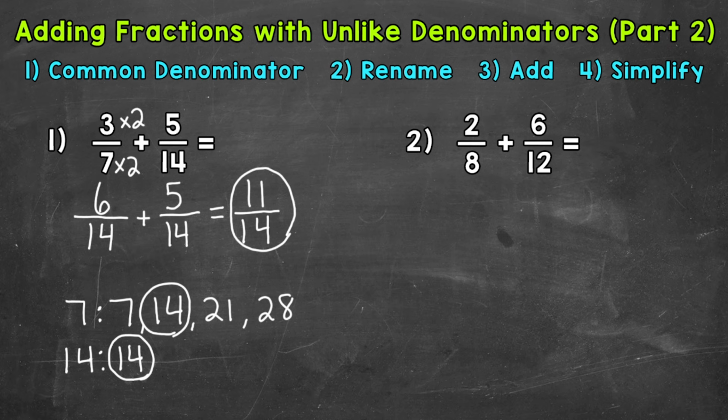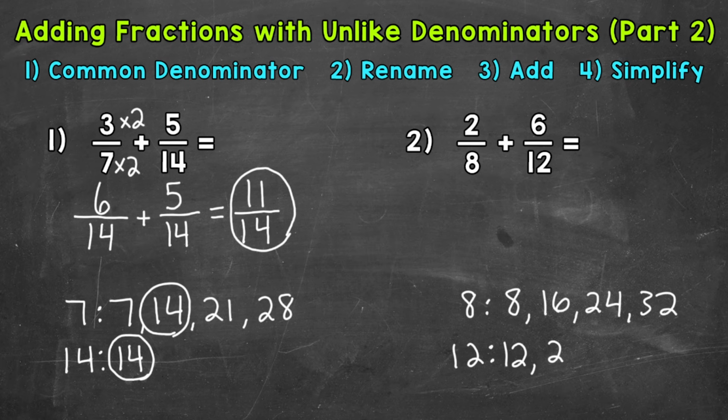Let's try another one and move on to number 2, where we have 2/8 plus 6/12. First thing that we need to do, find a common denominator. So let's write out our multiples for 8 and 12. We'll start with 8. So 8, 16, 24, 32. Let's do 12 now. 12, 24, and it looks like we have a common multiple, a least common multiple of 24. So 24 is going to be our common denominator.